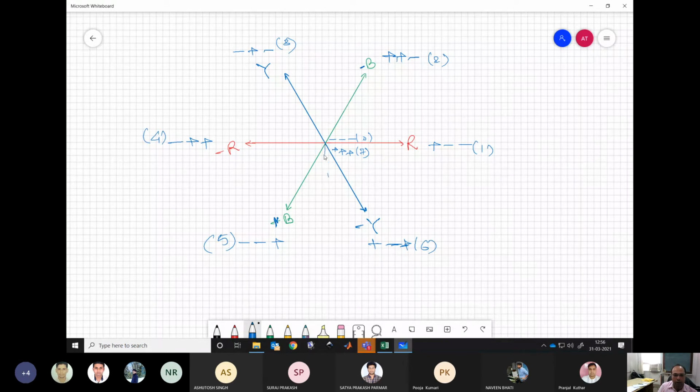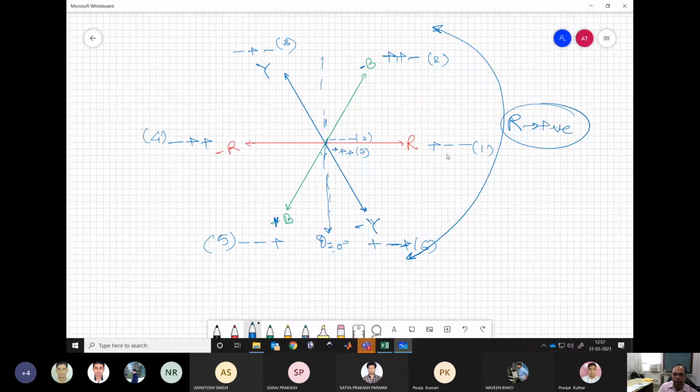Now this is our reference point, the theta equal to 0 point. From this theta equal to 0 point, if you try to see how the phases are distributed in this hexagon, you will find that for these three phases or these three vector states, the R is positive. Do you see that? Plus, plus, minus, plus, minus, minus, and plus, minus, plus. Getting my point?